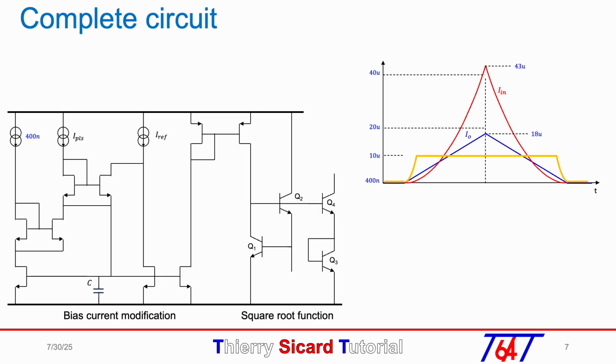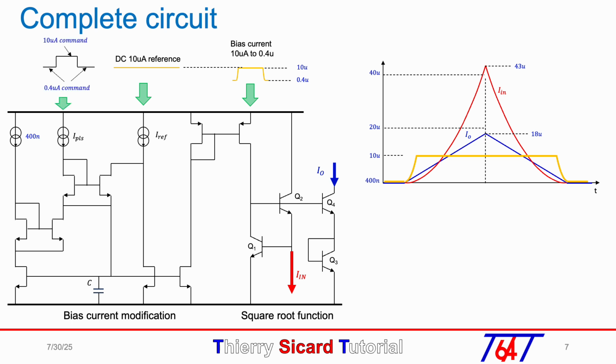Here is the complete circuit with a quadratic input current I in red, biasing the bipolar transistor Q2 and the collector Q4 providing the linear current in blue. The left part of the circuit allows the DC bias reference of 10 microamp to be changed to two bias current values, 10 microamp and 400 nanoamp, driven by the IPLS pulse command.